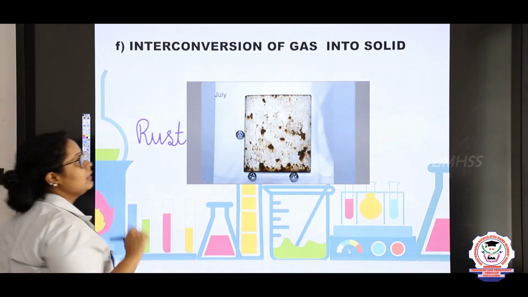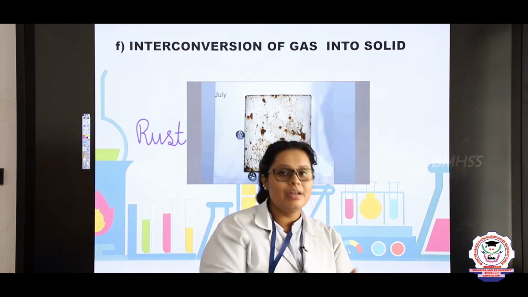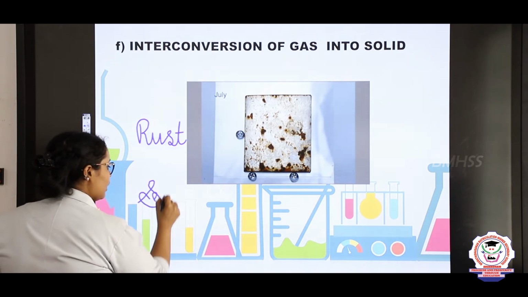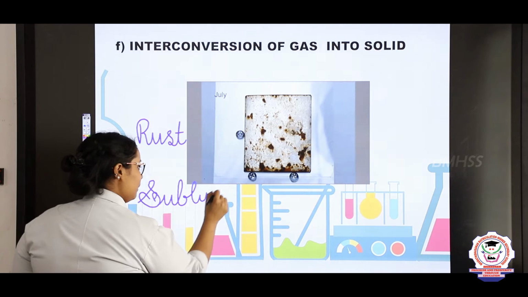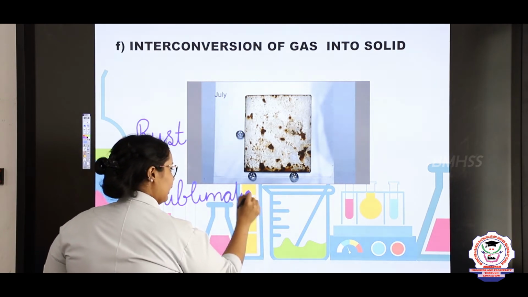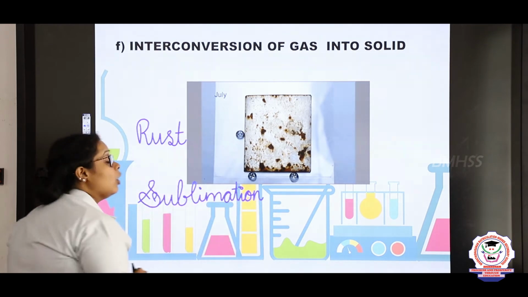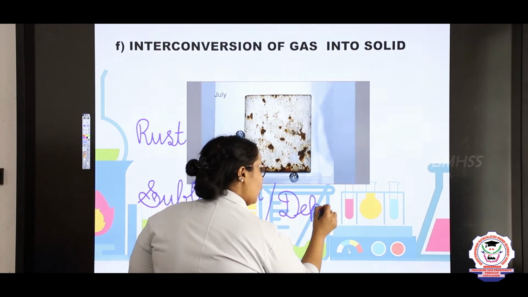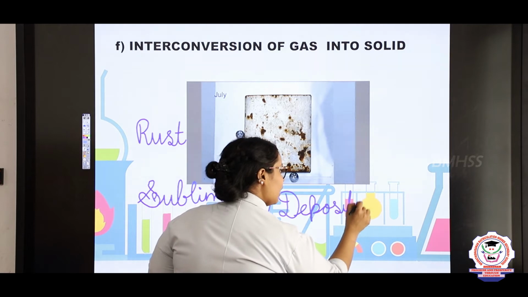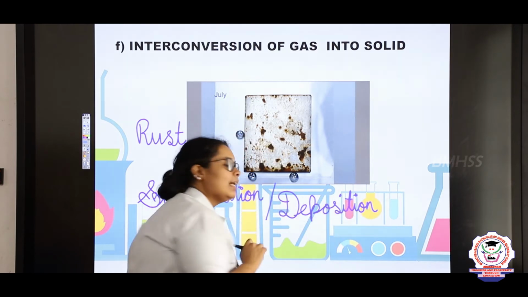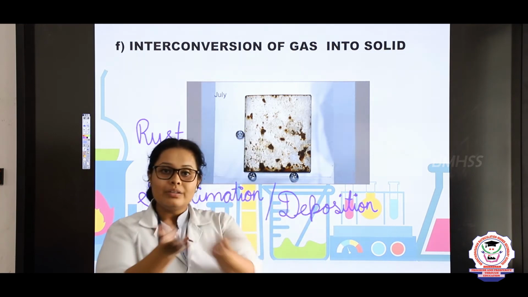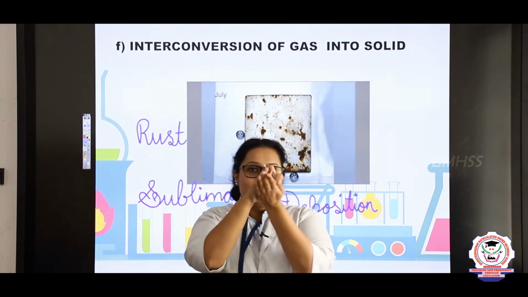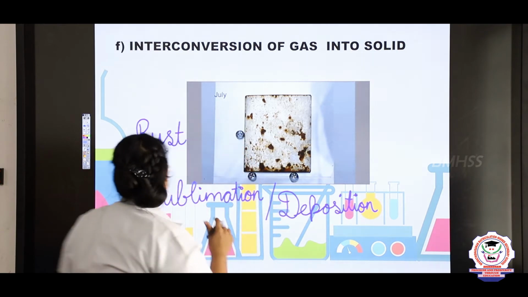In the same way, this process of a gas changing directly into solid without getting converted into liquid is called sublimation, or it can also be known as deposition. D-E-P-O-S-I-T-I-O-N, right? You can ask me why I am calling it deposition: because on the flat surface, small brown particles are getting accumulated, deposited. That is why this process is also known as deposition, right?